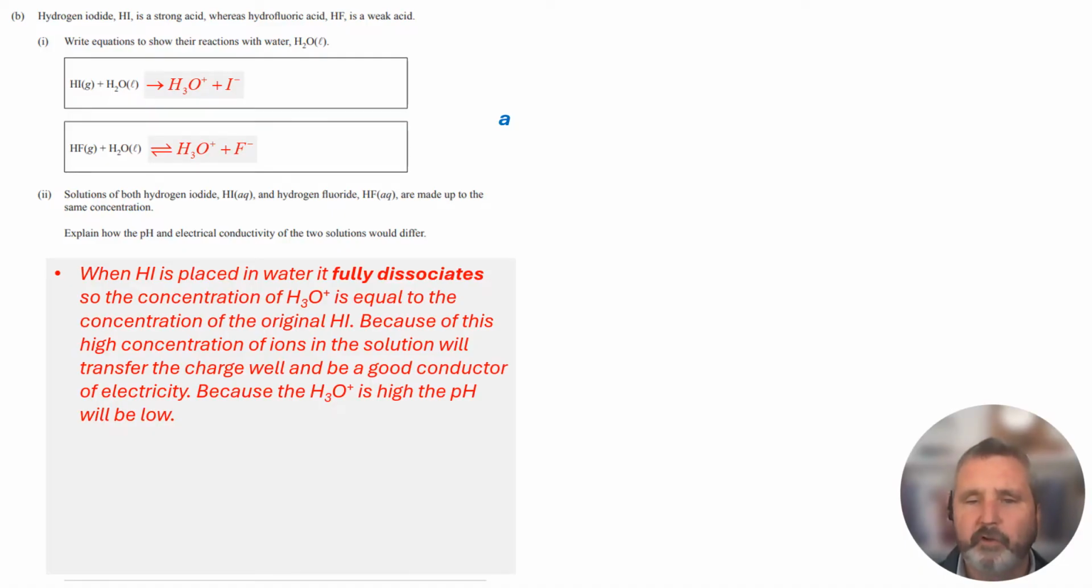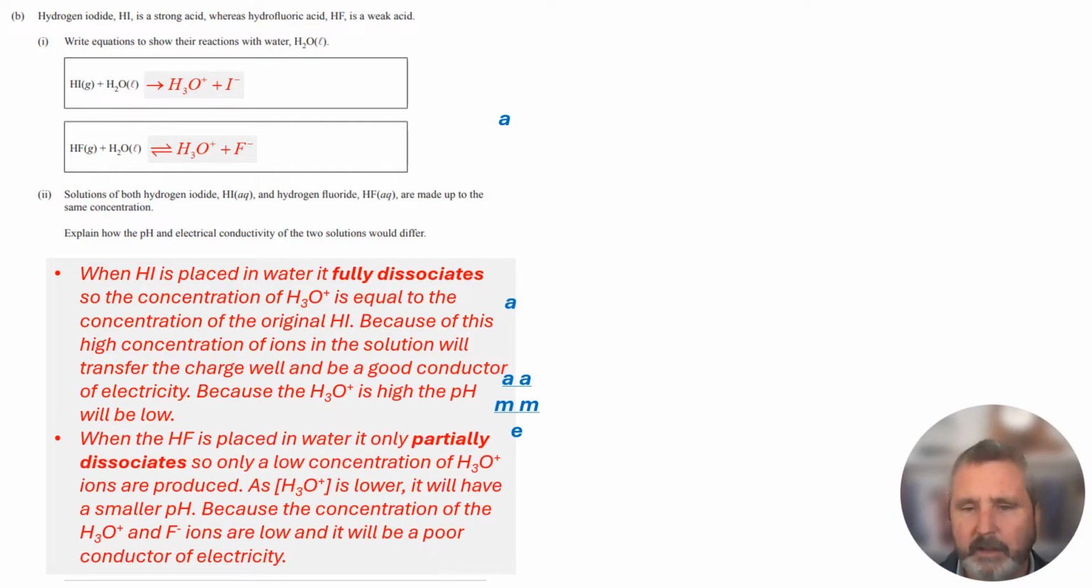If we're able to identify that the pH depends on the concentration of H3O+, it's another achieved point. If we can link it fully dissociating to high concentration, that's our merit. If we can link high concentration of ions to good conductor, that's also our merit. And in the end, if we can do everything really well, we get an excellence.